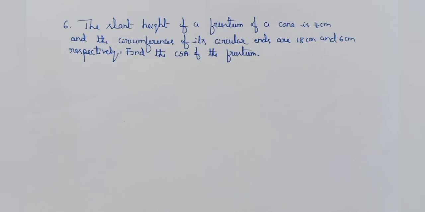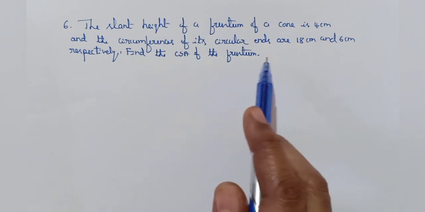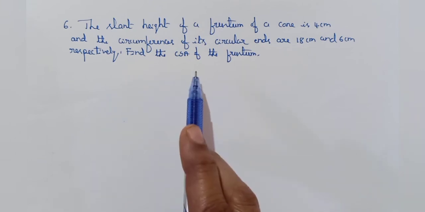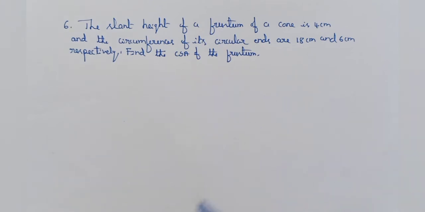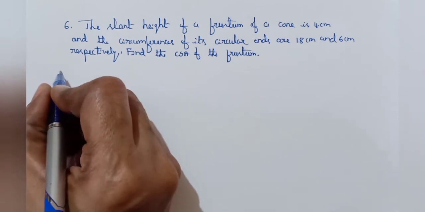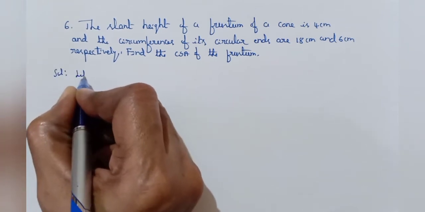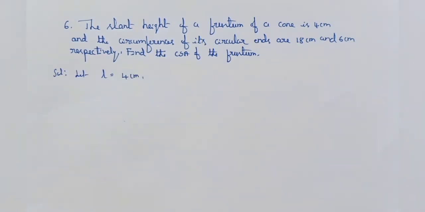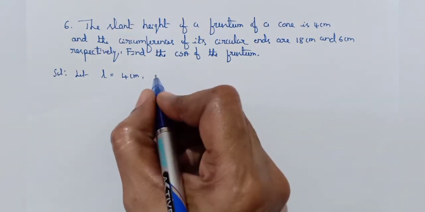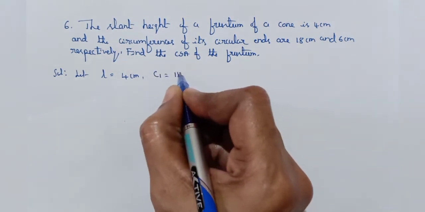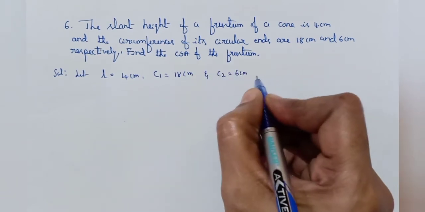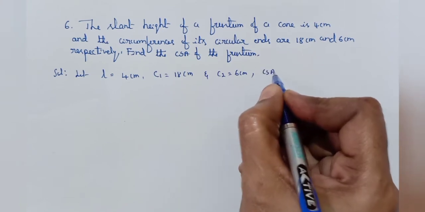The slant height of a frustum of a cone is 4 centimeter and the circumferences of its circular ends are 18 centimeter and 6 centimeter respectively. Find the curved surface area of the frustum. Here, the slant height of the frustum is given. L is equal to 4 centimeter, and the circumferences of the two circular ends are given. Let C1 be 18 centimeter and C2 be 6 centimeter. We have to find out the CSA of the frustum.